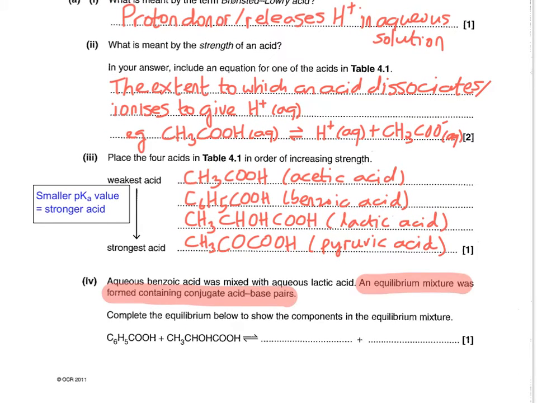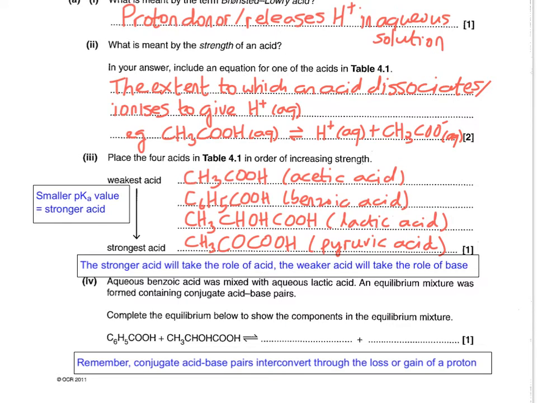This question is obviously about conjugate acid-base pairs. What you've got to remember about conjugate acid-base pairs is that they interconvert by the transfer of a proton. If you've got 2 acids reacting with each other, that might sound odd to start with, but if you think about it, the previous part of the question asked you to place the acids in order of increasing strength. So the stronger acid will take the role of acid, the weaker acid will take the role of base.